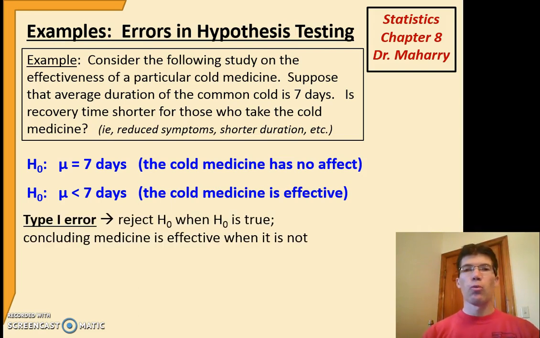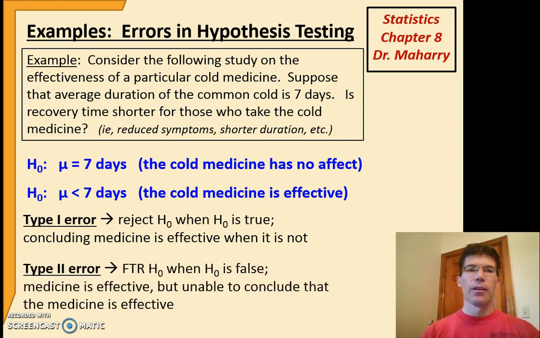If we think about type 1 and type 2 error in this context, type 1 error would be rejecting the null, rejecting there's no effect, concluding the medicine is effective when in fact it is not. That would be a type 1 error in the context of this problem. A type 2 error would mean we failed to reject. In other words, the medicine is really working, but we failed to conclude that or failed to get enough evidence to say that conclusively. Type 1 and type 2 errors.